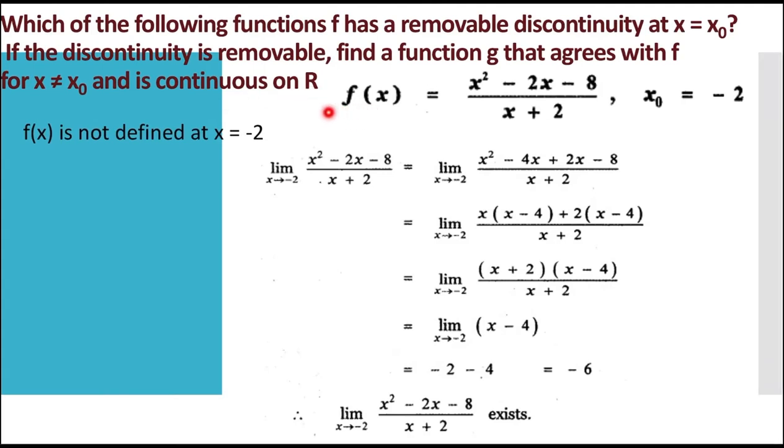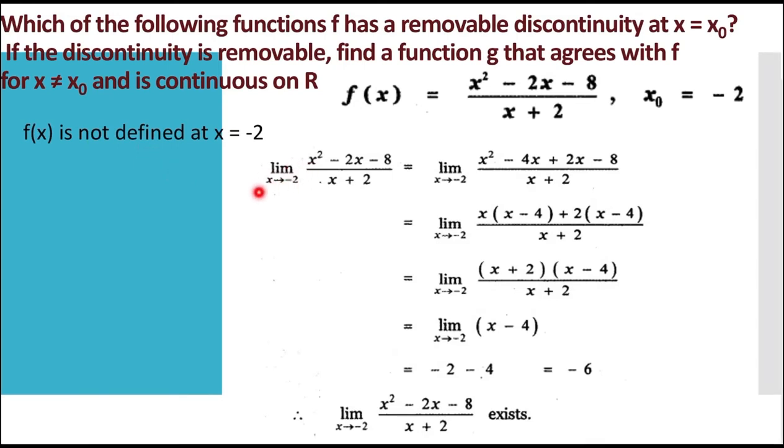What is the given problem? f of x is equal to x square minus 2x minus 8 divided by x plus 2 where x naught is equal to minus 2. If you substitute this value directly here, the denominator will become 0. So, it should not be continuous. We couldn't substitute that also. So, f of x is not defined at x is equal to minus 2. So, it is an indeterminate value. At this point, the function is not defined.